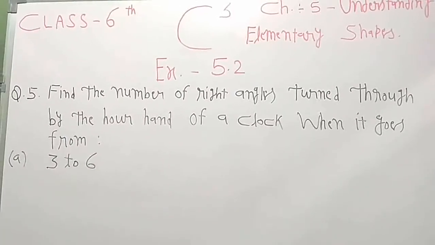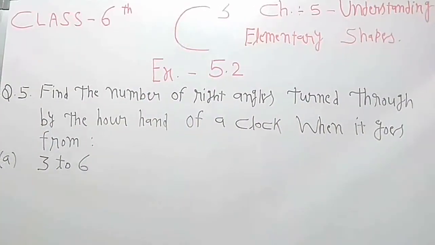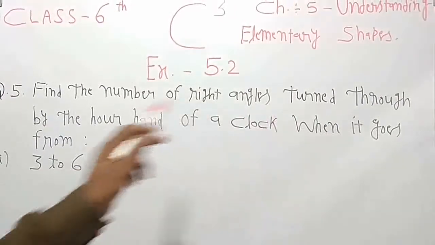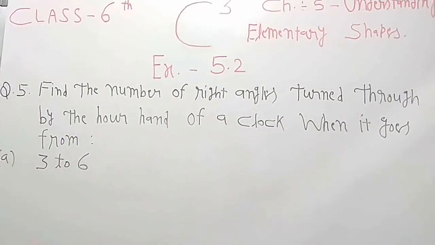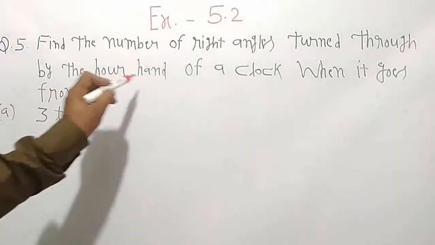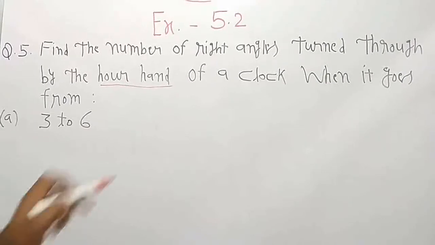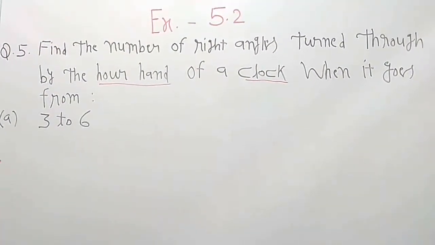In this video we are going to solve question number 5 of exercise 5.2, chapter 5, Understanding Elementary Shapes. Question number 5 says: find the number of right angles turned through by the hour hand of a clock when it goes from 3 to 6. Here we are talking about the hour hand of a clock. This is the clock. So first we draw the clock.